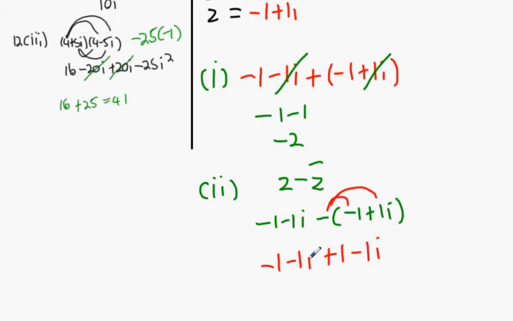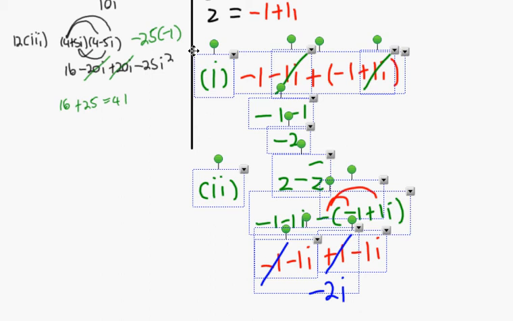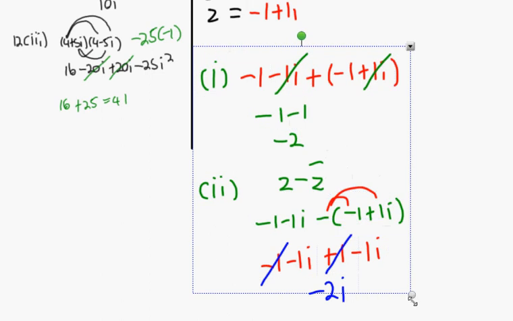Minus 1 minus 1i. I don't like when they're all 1s and i's. Am I the only person, or does that distract other people? Just for me. Minus 1 plus 1 cancels. Minus 1i minus 1i is minus 2i. Okay.